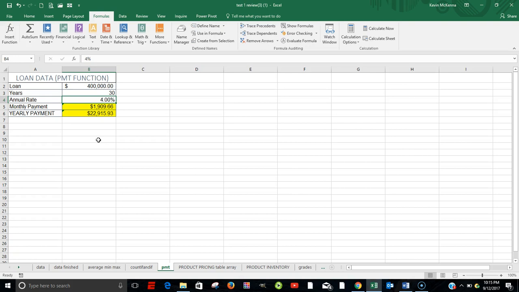If you were to buy a car, same idea. You would change the loan amount for the car, make any adjustments to the number of years that you have to pay the loan back, and then of course the interest rate. So this PMT function is very, very powerful and very, very useful.